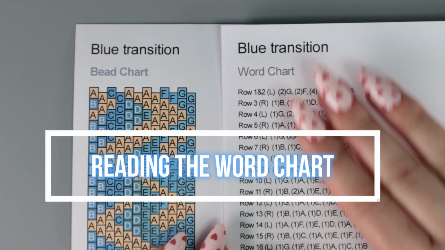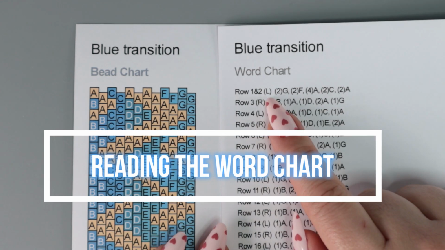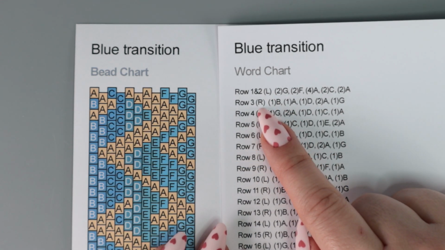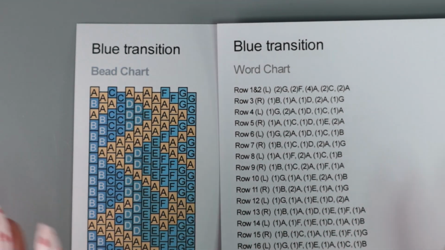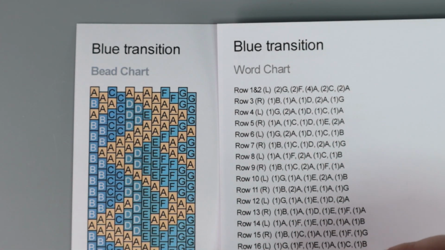The word chart makes it even easier to follow. The L and R in brackets indicate whether to stitch left or right. I personally ignore this because I turn my work sideways, so if you prefer a set direction, feel free to follow it, but it's not essential.